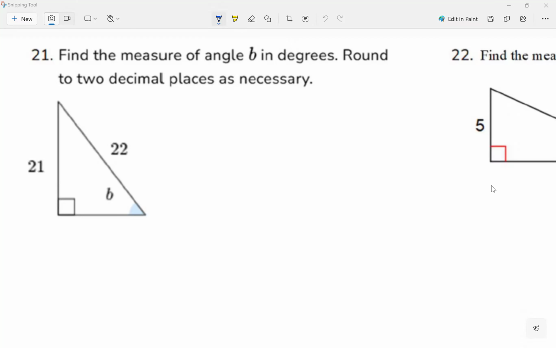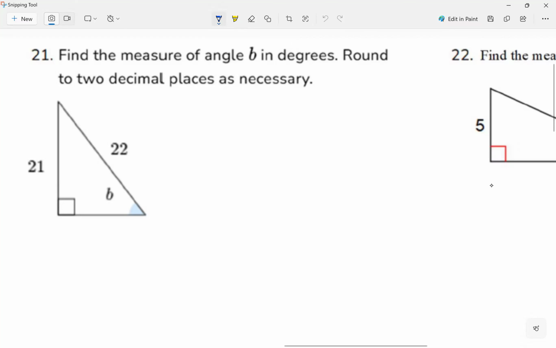Okay, so today I'm going to be working questions 21 through 26. So it says 21, find the measure of angle B in degrees. Round to two decimal places if necessary. Okay, so let me label my sides.